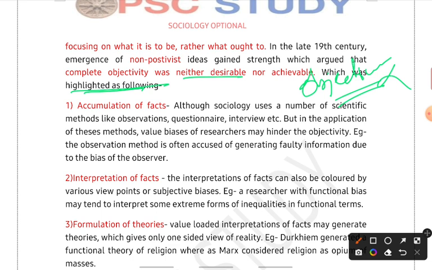In the 19th century, with the emergence of non-positivists, here you can quote Weber. This is the quote of Weber: complete objectivity was neither desirable nor achievable.